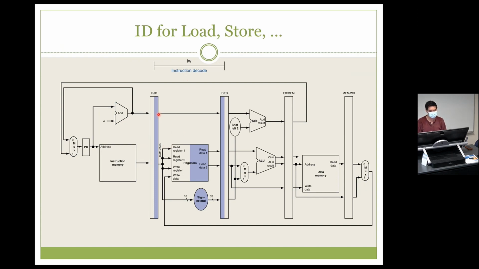It's going to get PC plus 4, and it's going to save that into the next pipeline register. And it's going to decode the instruction and read the registers. So it's going to get the base address and the sign extended immediate over here. And one other thing that is stored in this pipeline register is going to be the RT. What is RT? Where am I storing this?